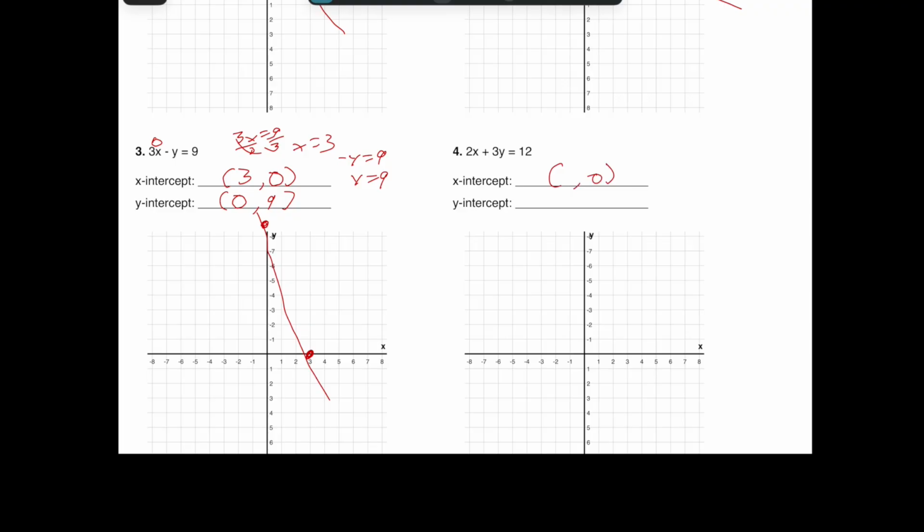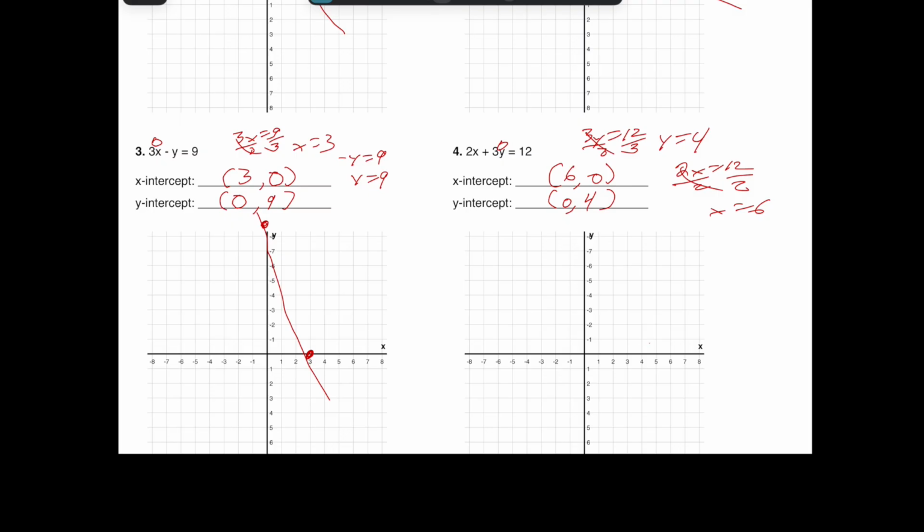Something, comma, 0, and this one is going to be 0, comma, something. All right, let's plug in 0 for x. If I plug in 0 for x, I get 3y equals 12, or y equals 4. Okay? Well, let's plug in 0 for the y. That whole thing's going to become 0. I'm going to get 2x equals 12, and when I solve for that, I'm going to get x equals 6.